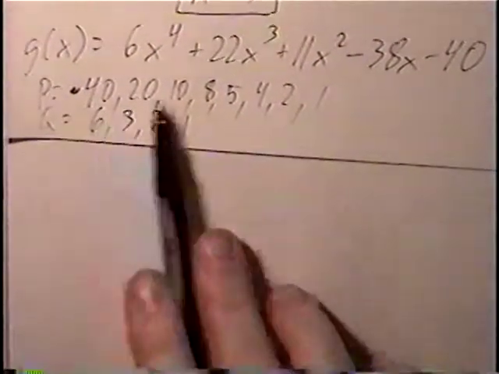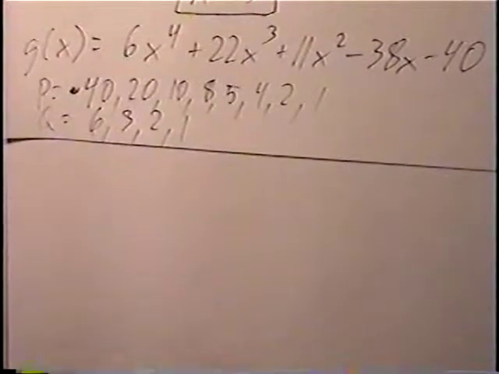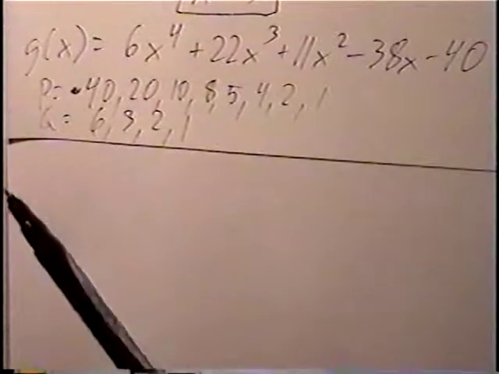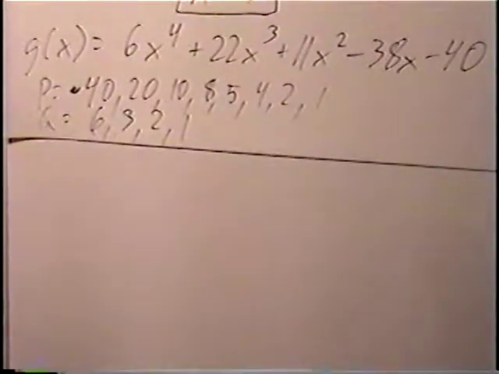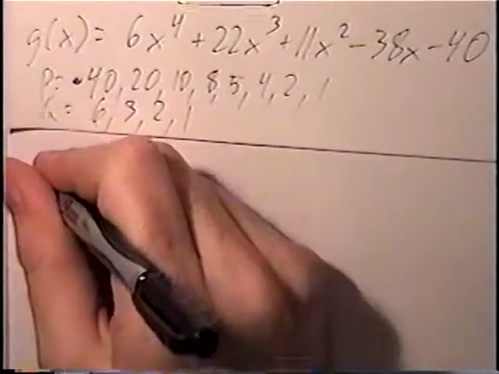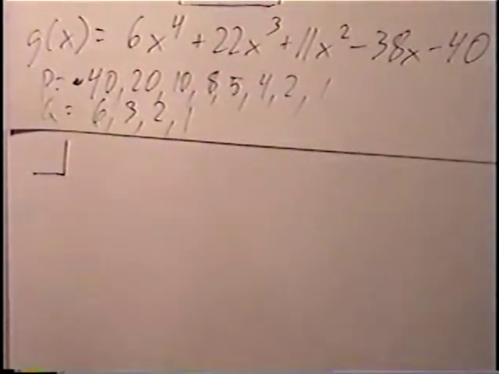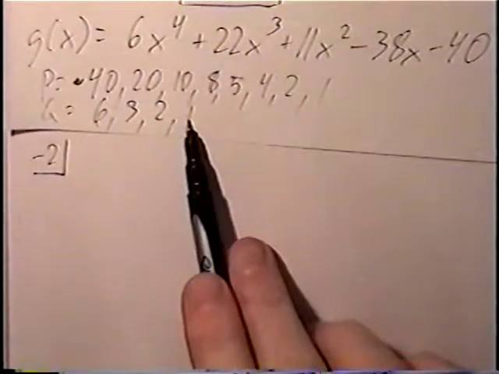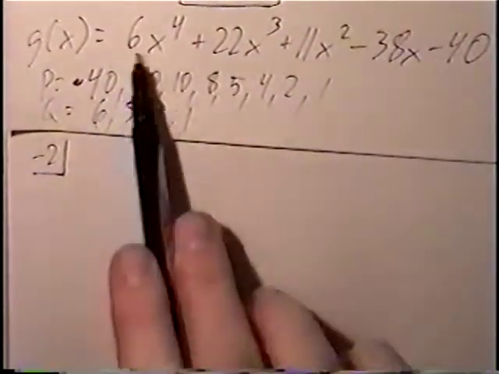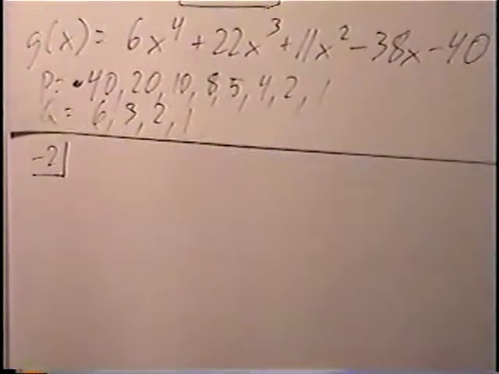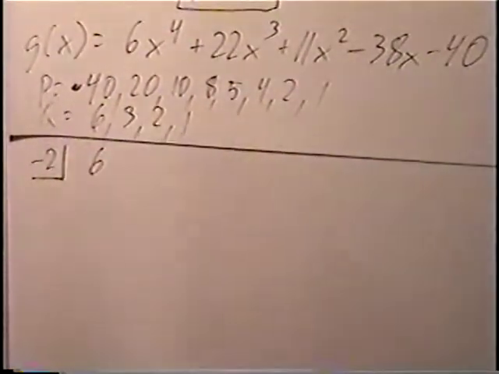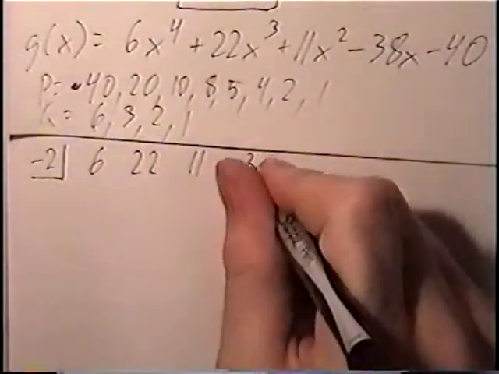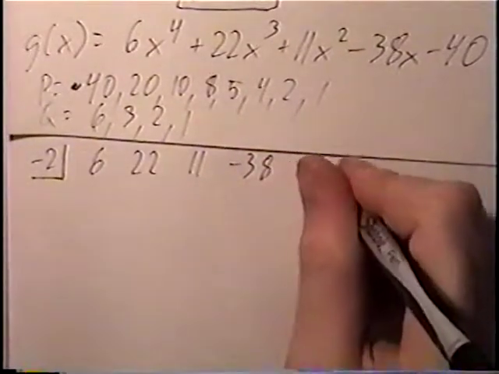This function has many factors for p's and q's. All the possible zeros will be all the numbers divided by 6, 3, 2, and 1. So there'll be lots of numbers to go through and check for synthetic division. One answer that does work for this function would be negative 2. And again, that would be 2 over 1, but since p and q could be positive or negative, the negative 2 we'll use for this function to get it started. The coefficients, 6, 22, 11, negative 38, and negative 40.